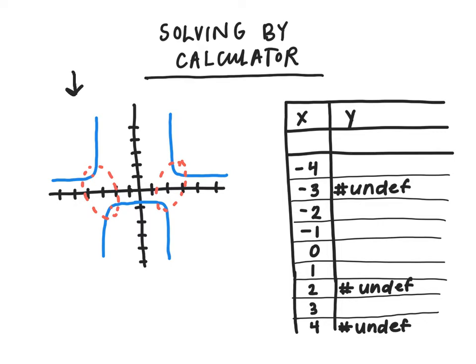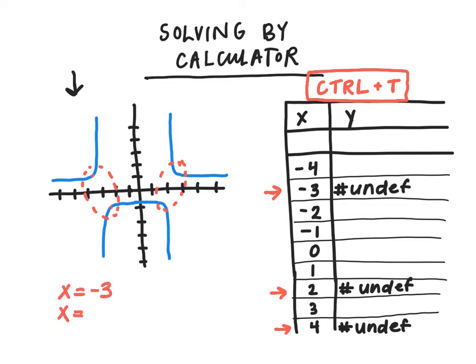The next thing I need to do is find my table. So I'm going to press Control T, and then my table will come up. I am looking for anywhere that my graph says undef, or sometimes it'll say indef. Y'all, a lot of us got to this point and then we didn't label which one is which. So when I'm looking at negative 3, 2, and 4, I identified those are the three places where I have an undefined value. So I'm going to say x equals negative 3, x equals 2, and x equals 4.